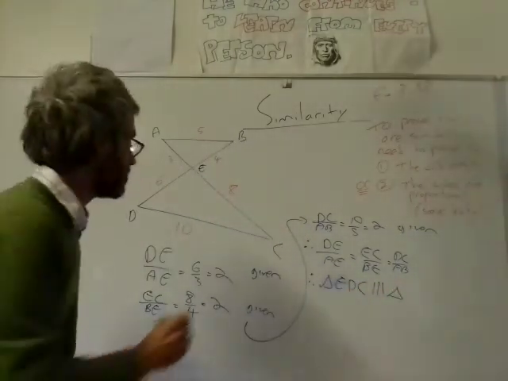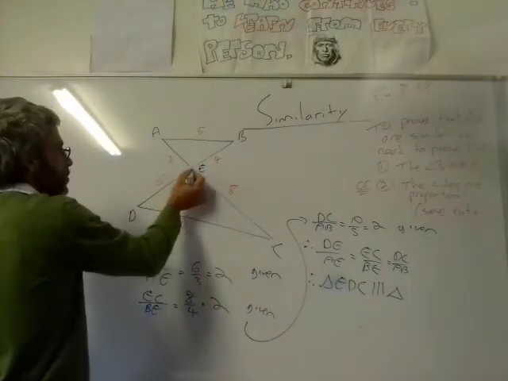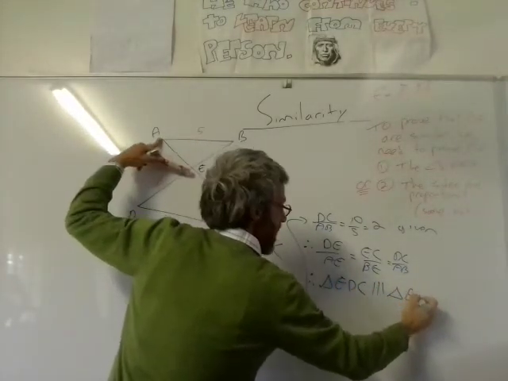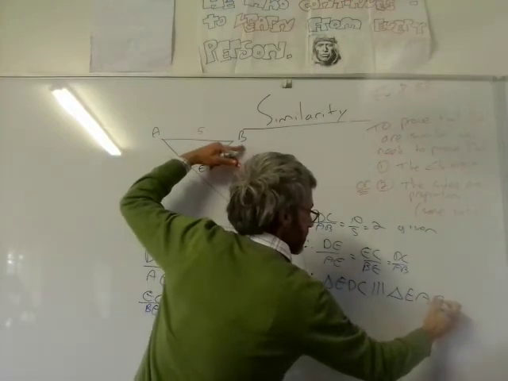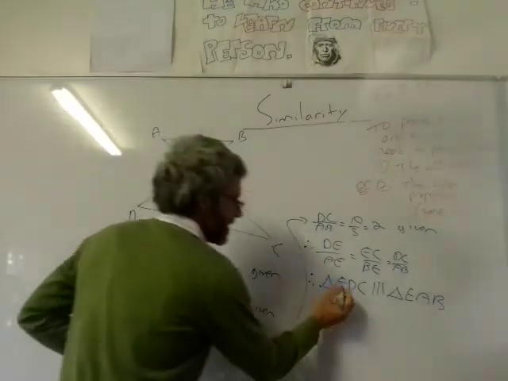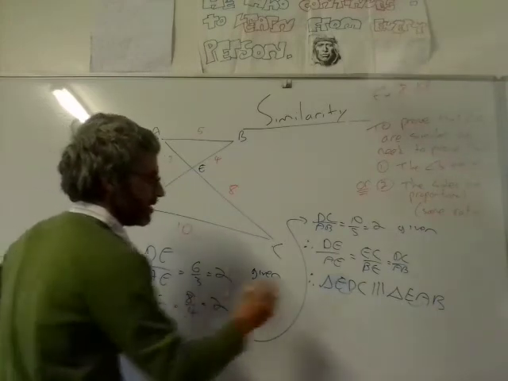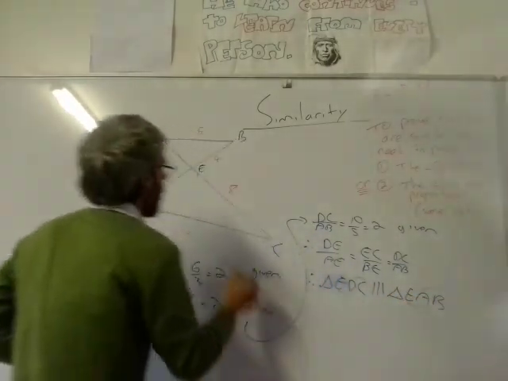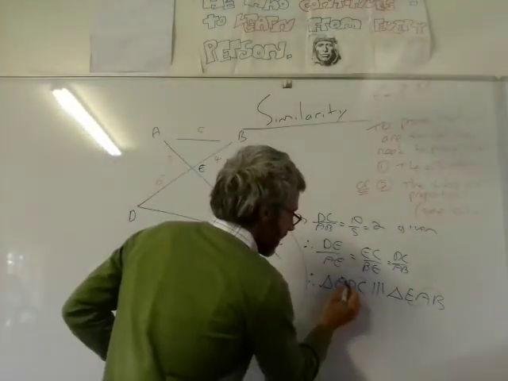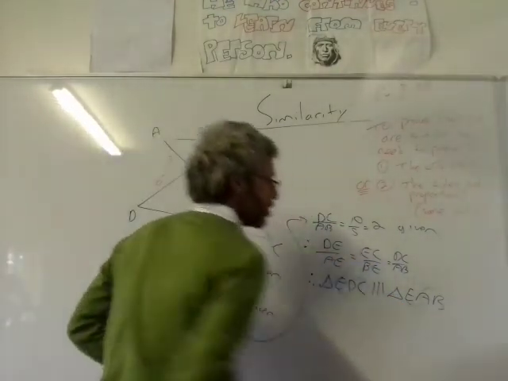Now I have to be careful. If I went from E to D to C, and ED is 6, which is double EA, then if I start from E, I must go to A to B. Because we've got to make sure that ED is double EA. Yes, 6 is double 3. DC must be double AB. It is. And EC must be double EB, which works as well.